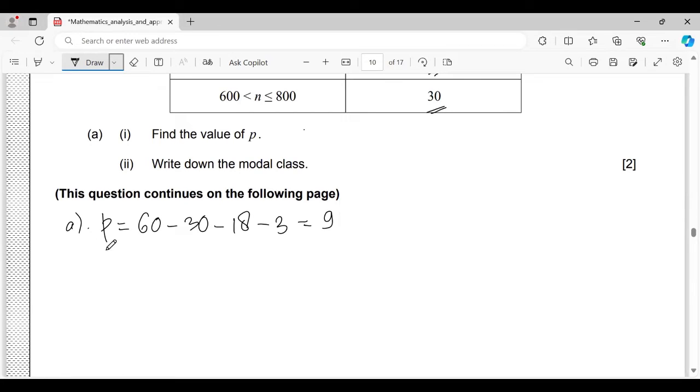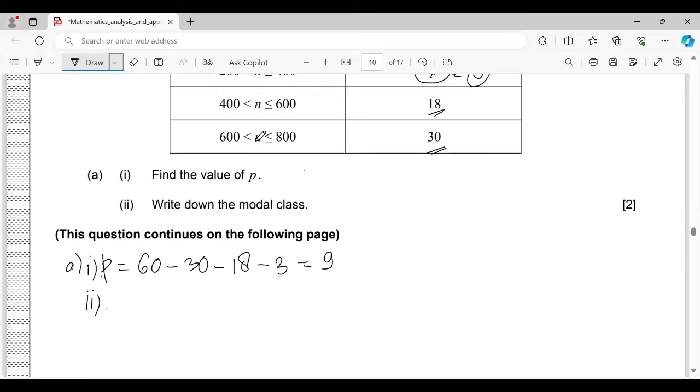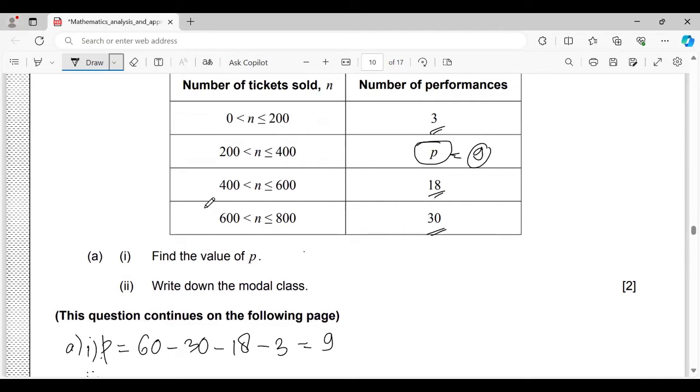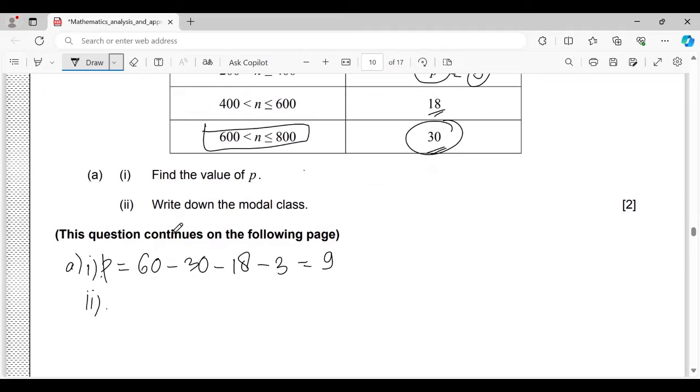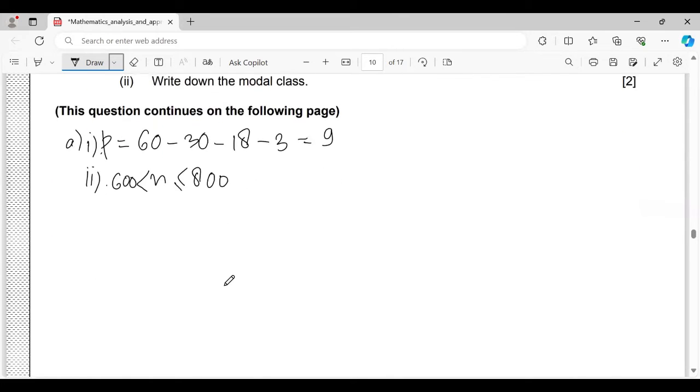Write down the model class. The modal class happening on this class. Why? Because the number of performances 30 is higher than 3, 9, and 18. So the modal class is N greater than 600, less than or equal to 800. Next.